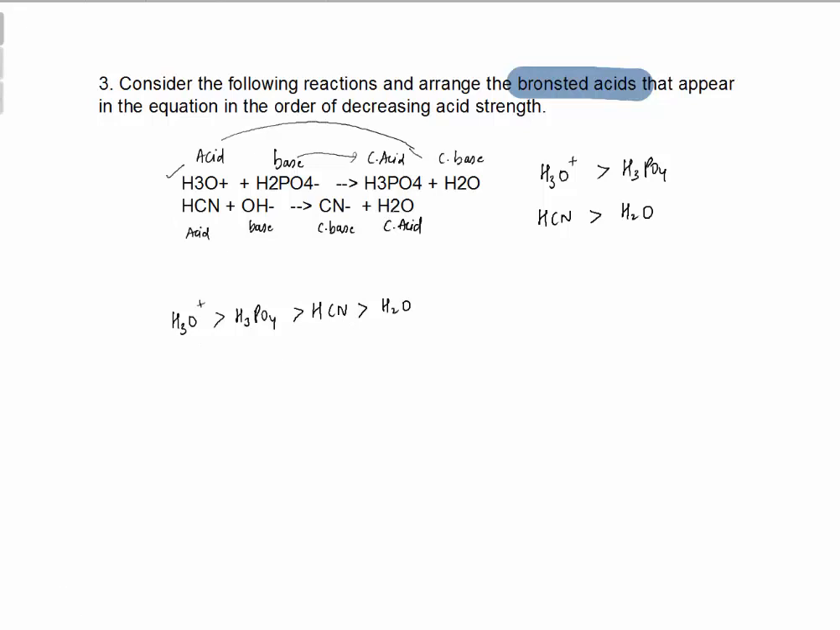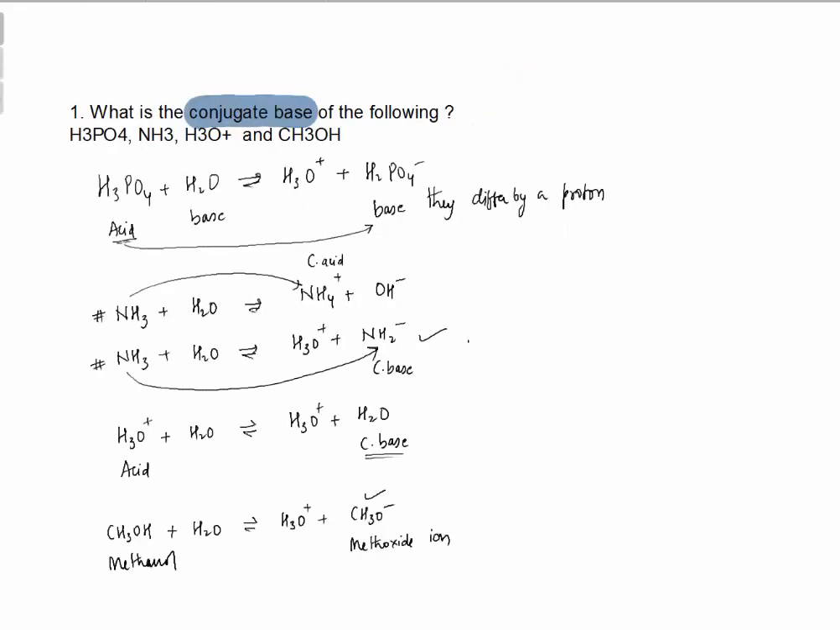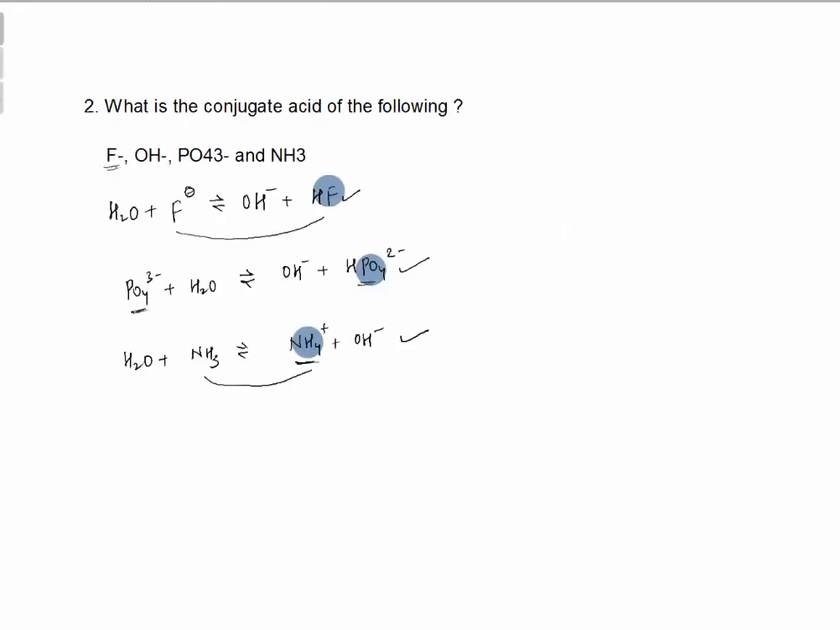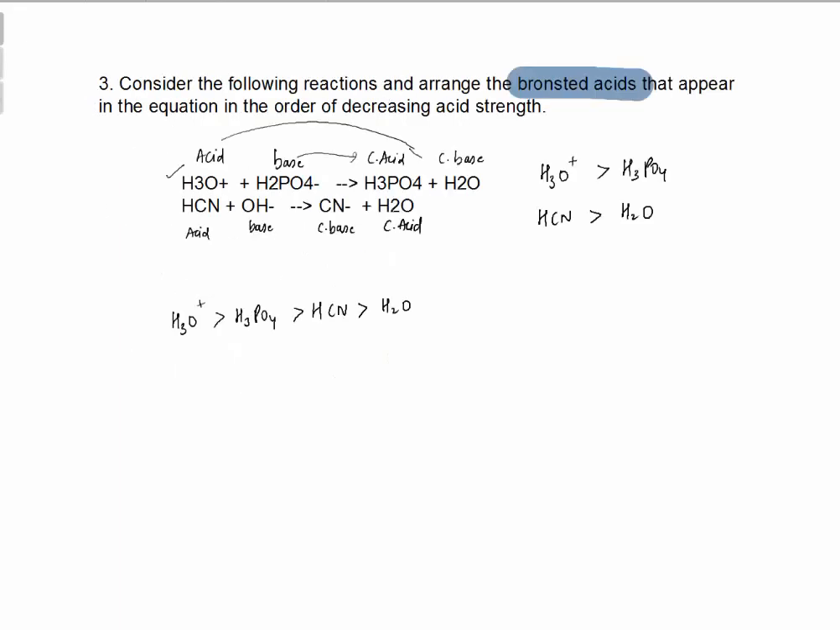Hope you understood the concept of conjugate, how to predict conjugate base, how to predict conjugate acid, and how to predict relative Bronsted acid strength from the given species from the equations given.